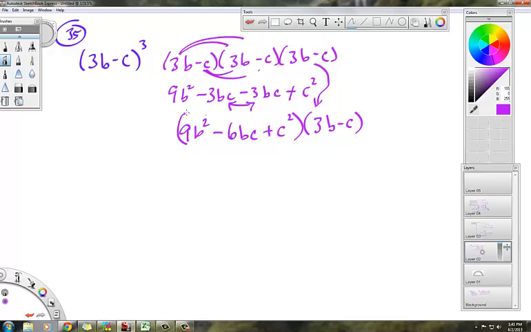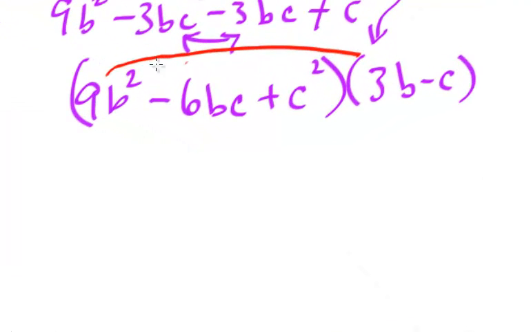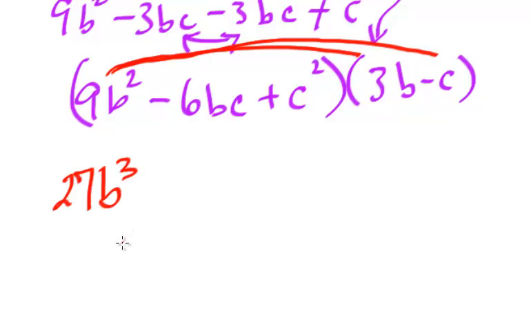So I'm going to take 9b squared times each of these. I'm going to take this times each one. And then I'm going to do the negative 6bc times each one. It's just distributive law 3 times. Here we go. 9b squared times 3b. What would that be, people? Good. 27b to the third, or b cubed. I heard both of that.